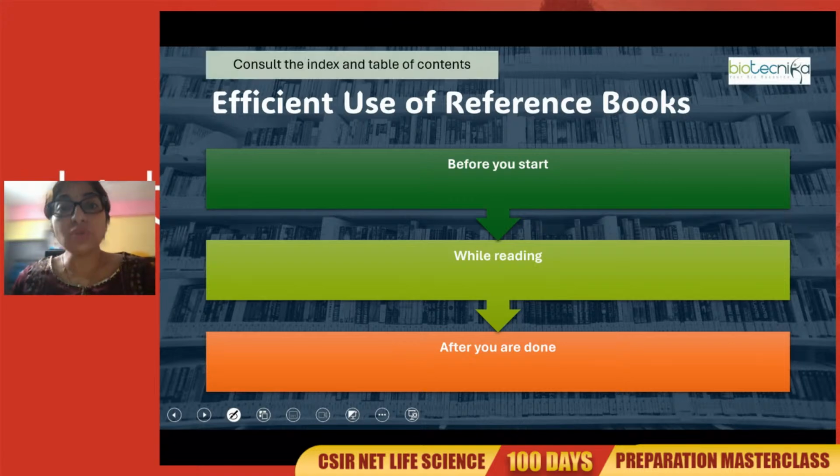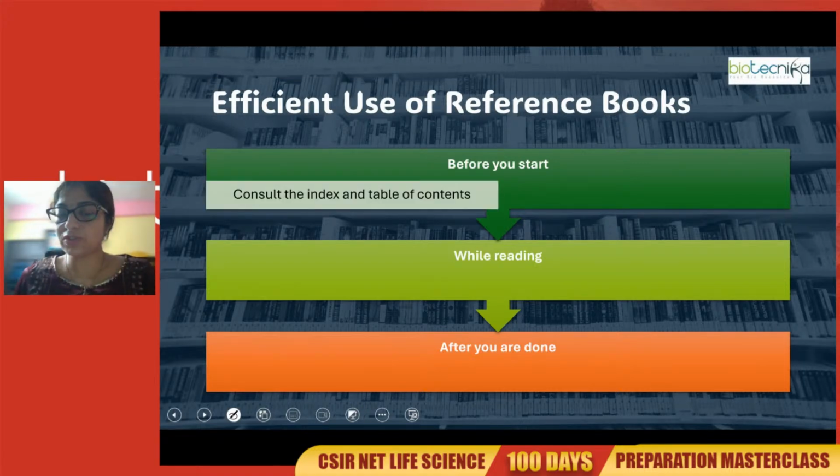Before you start, don't just start reading a book from page 1 to the last page. That will be a complete waste of time. Consult the index and table of contents, match it with the syllabus that you have, and then go to those exact parts of the book where the content is there.